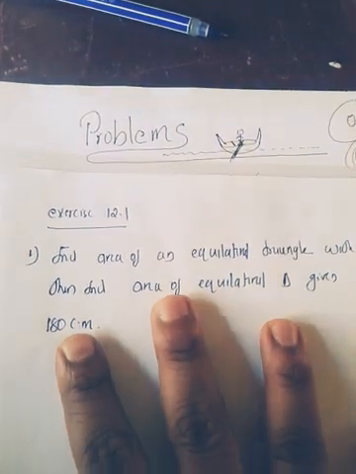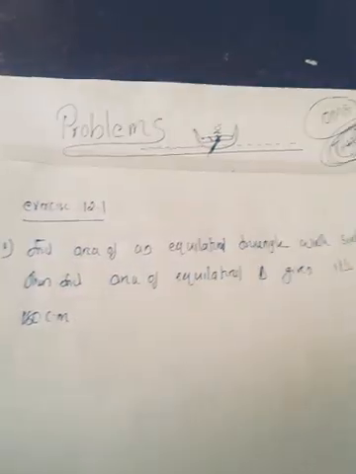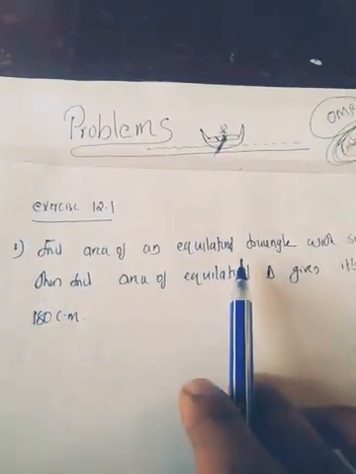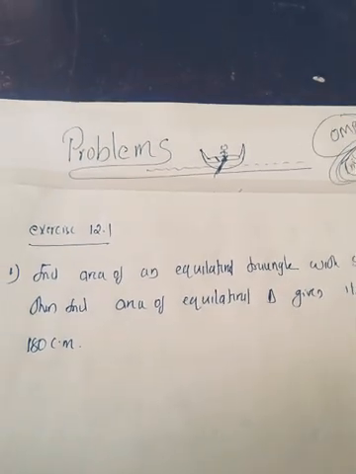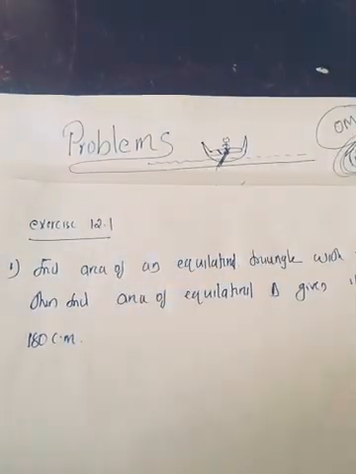So I'm going to start exercise 12.1. This is the first question from exercise 12.1. Okay, because almost all questions are very important in the case of exercise 12.1. This is the first question among them. Find area of an equilateral triangle.